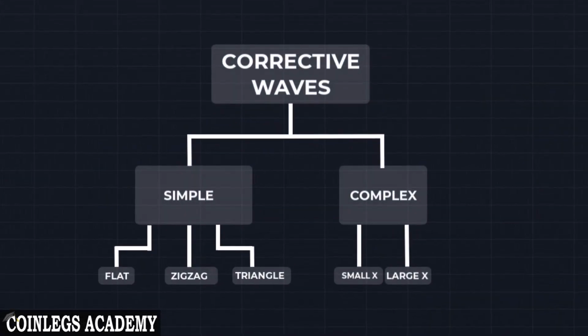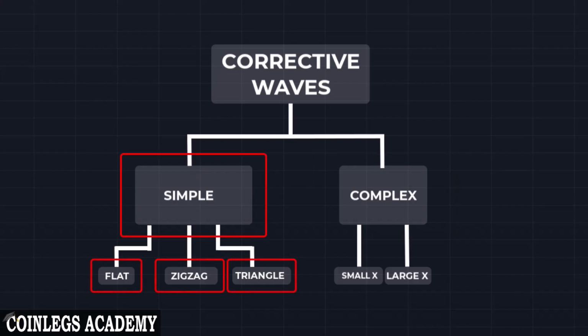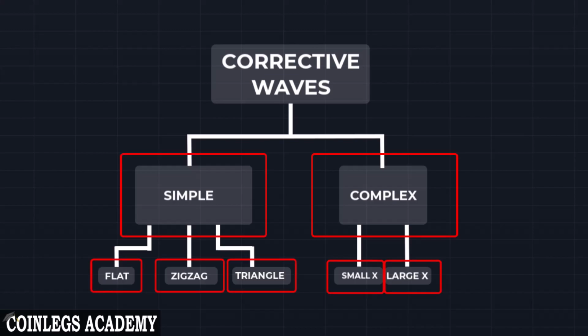Corrective waves are divided into two groups: simple and complex. Simple waves are flat, zigzag, and triangle. Complex waves are small x and large x. Now, let's take a closer look at how these waves work.